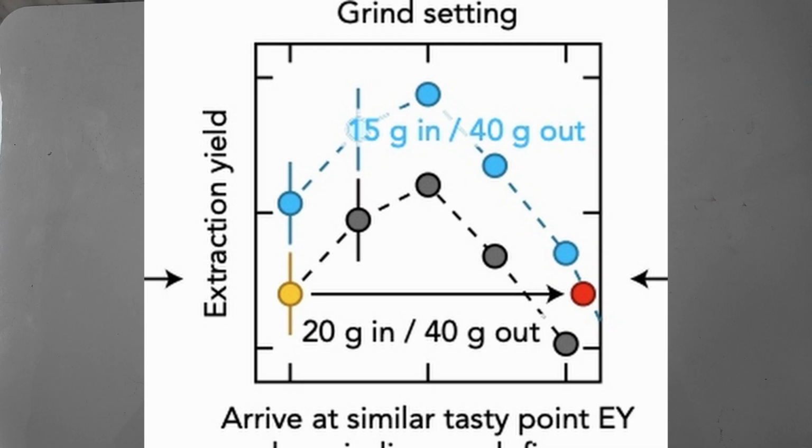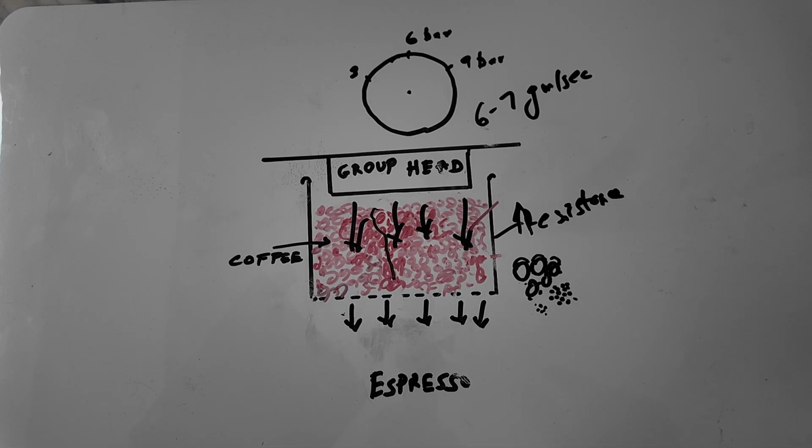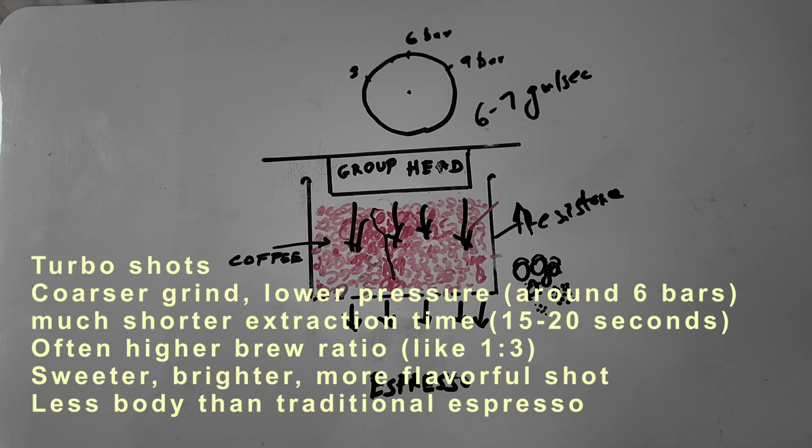If you reduce the dose and grind coarser while maintaining the same shot volume, what you can get is a faster extraction, but you also get a more extracted coffee. And this was the birth of the turbo shot. However, this meant that the resulting beverage was less concentrated with less body.